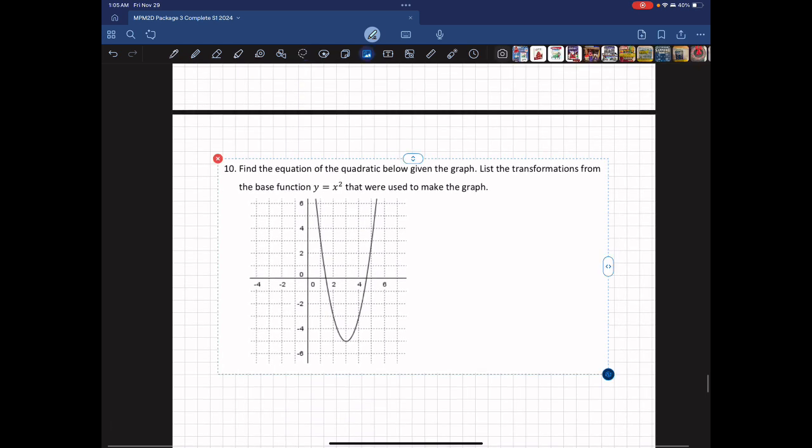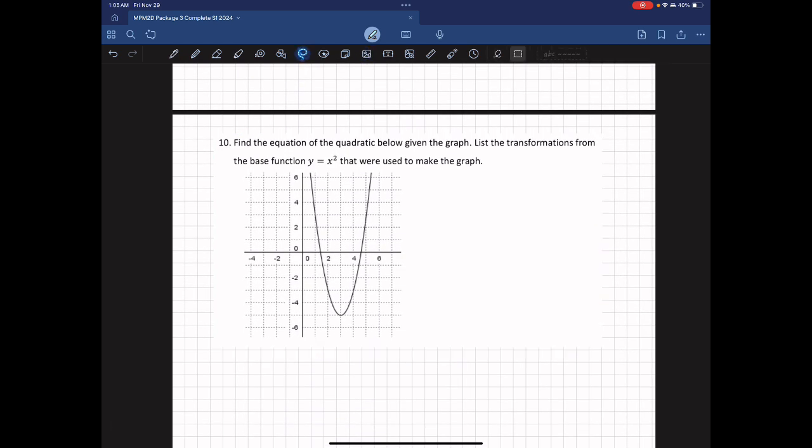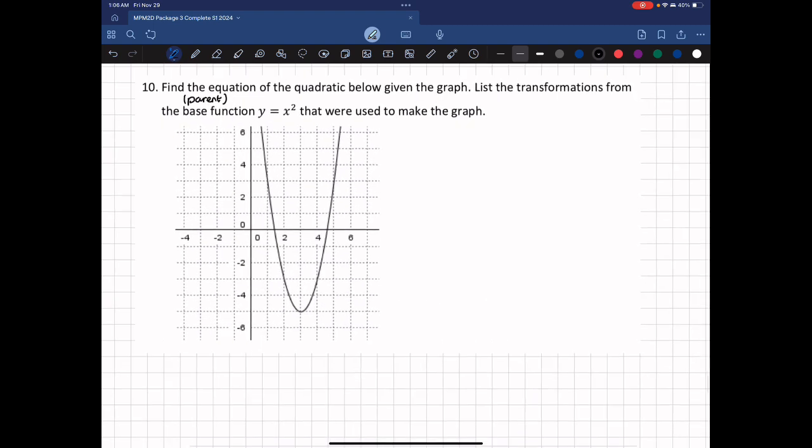Okay, question 10. Find the equation of the quadratic below given the graph. List the transformations from the base function y equals x squared. This is sometimes called the parent function as well, right? This is called the parent. You'll hear all about that in grade 11 if you do university level. And list the transformations that we use to make the graph.